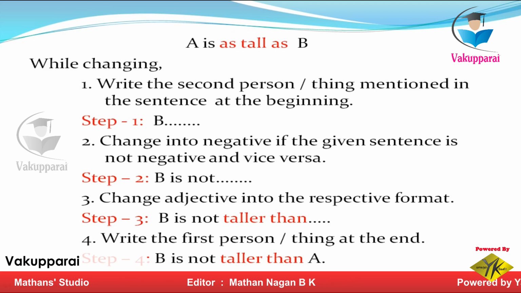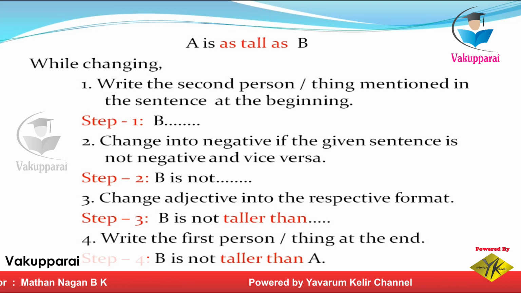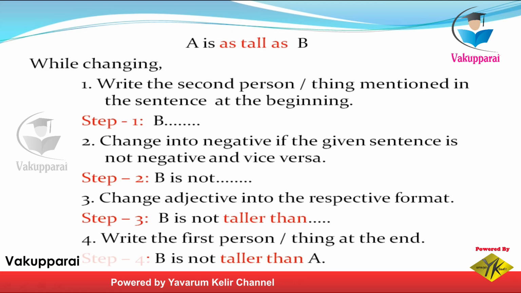So this is what you have to do to change the first type, first model. And the second model also you have to change like this. So from the sentence A is as tall as B and B is not taller than A, when we compare these two sentences, both have the same meaning. So we can get the comparative degree from the positive degree without losing the meaning.